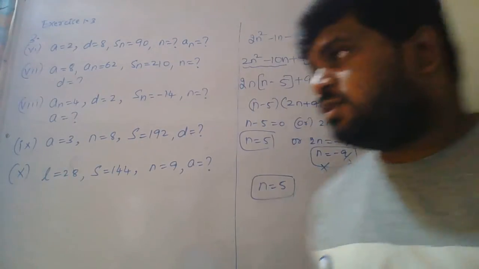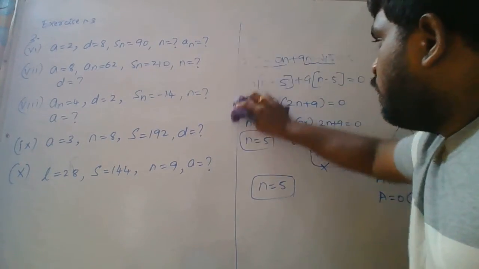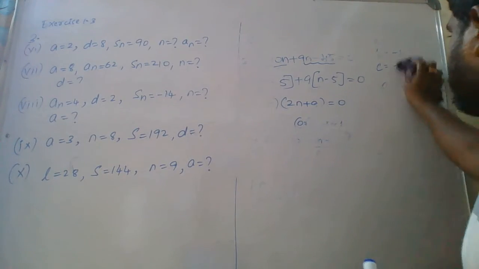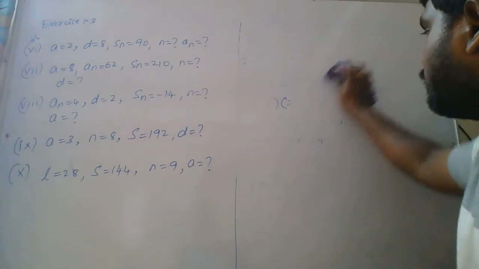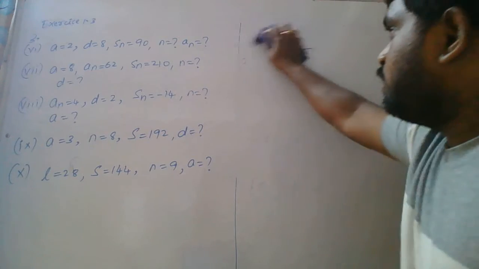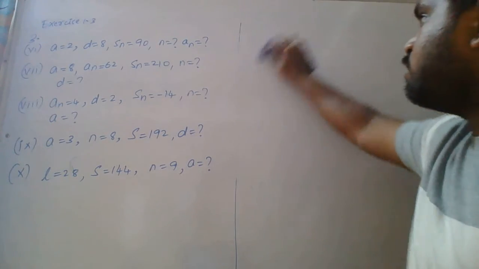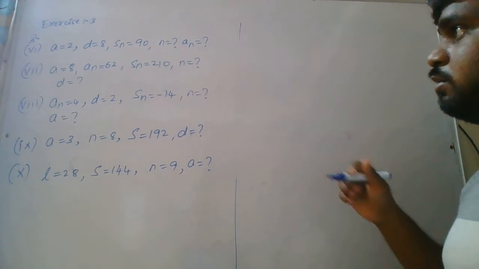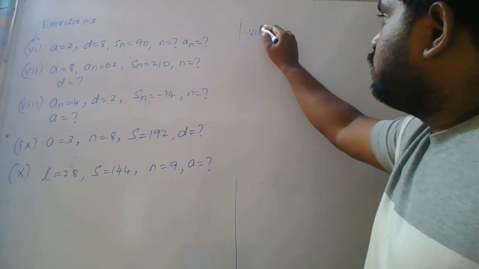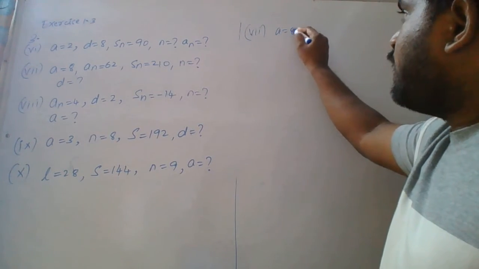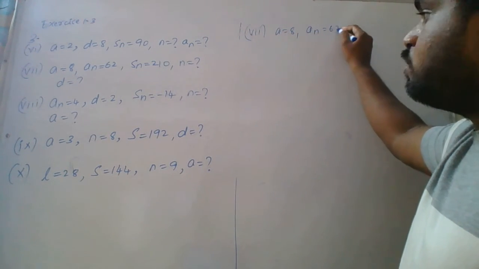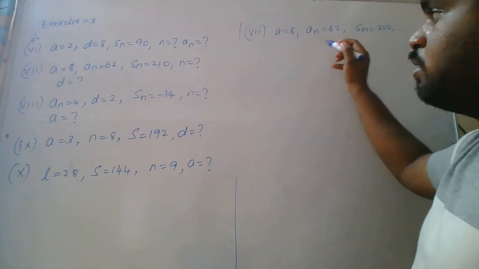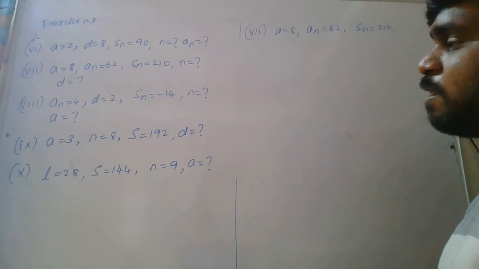So in the seventh question, a value is known. A value is how much? Seventh one. a value is 8. an is 62. Sn is 210. You have to find n and d.